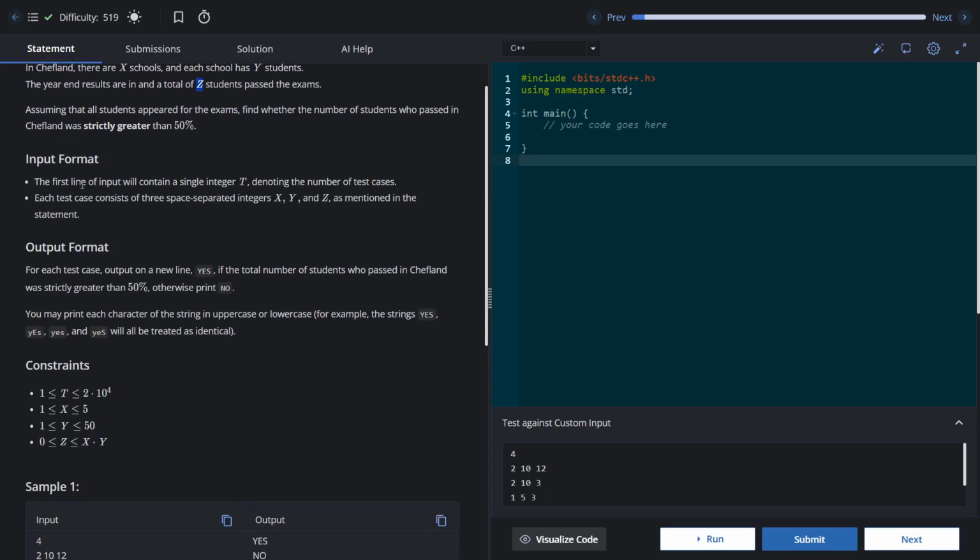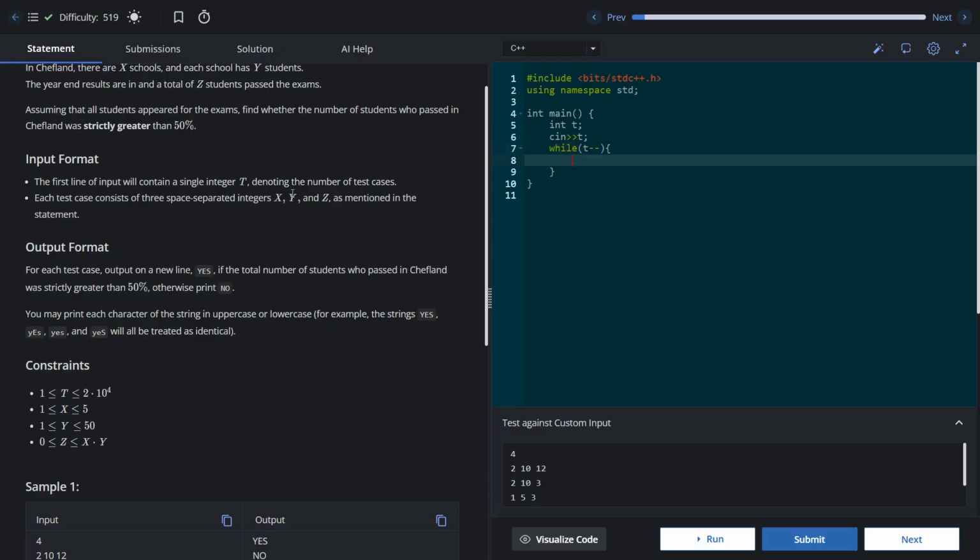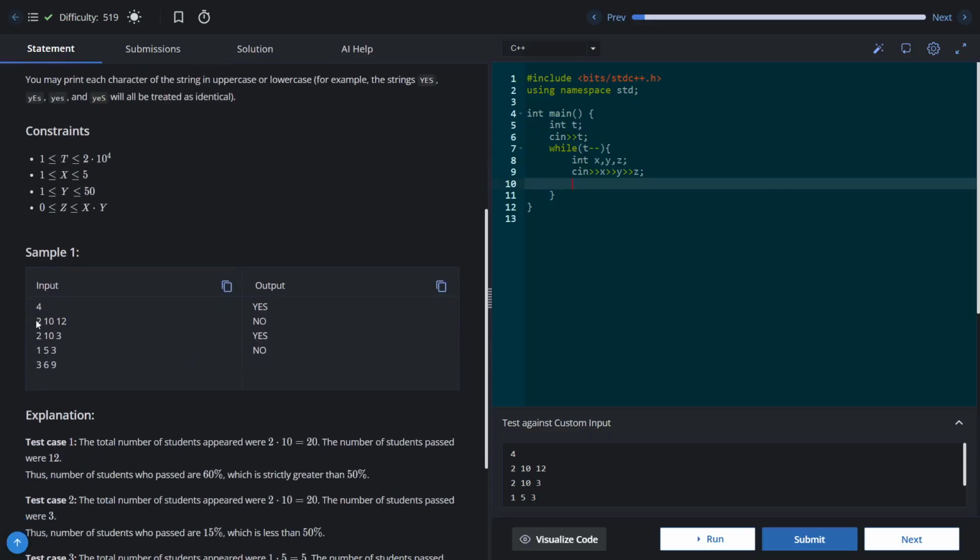So, the input format: the first line of input will contain a single integer t denoting the number of test cases. So let me write the number of test cases, t minus minus. This will take care of all the test cases, and each test case consists of 3 space separated integers x, y, z as mentioned in the statement. So let's take x, y, z, and the output format will be yes if the number of students passed is greater than 50%. Let's analyze with this example.